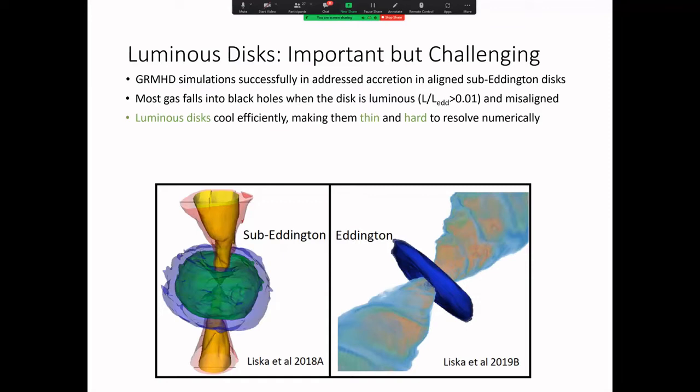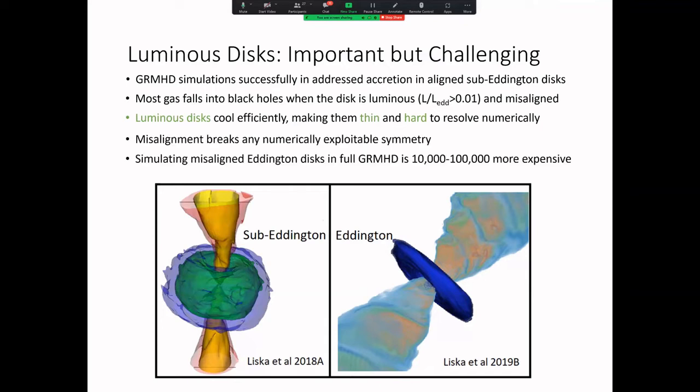It was not really addressed because it's not uninteresting, it's just very hard. Luminous accretion disks are very thin, and that makes them very hard to resolve. And because they are thinner, the accretion time also becomes much longer. For example, if you want to simulate a disk which is 10 times thinner, you will pay 10 to 100,000 times more in computational power, depending on how misaligned the system is, which makes it often prohibitively expensive to address these systems.